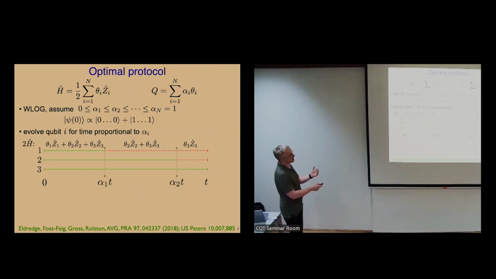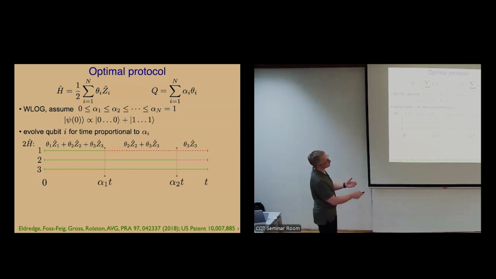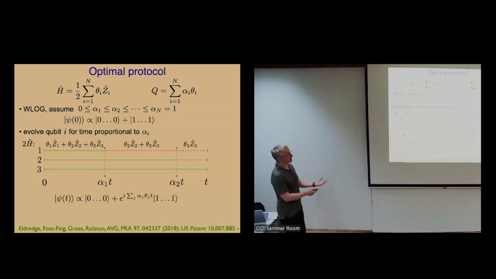Okay, so now that I've done this, you see that the first qubit is coupled to its parameter theta 1 for time proportional to alpha 1. The second qubit is coupled to its parameter theta 2 for a time proportional to alpha 2. And the third qubit is coupled for the entire time, which is proportional to alpha 3, which is 1. So the result is that after this entire time evolution, the state 1, 1 picks up a phase that's exactly proportional to Q because I designed it this way.